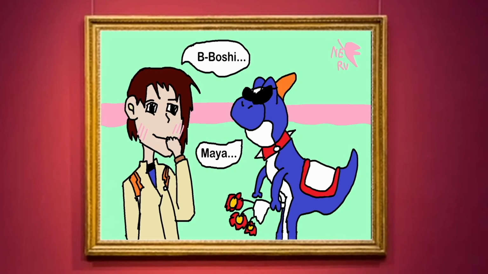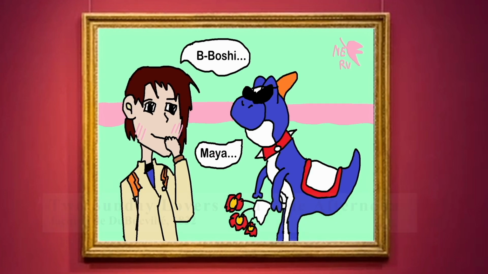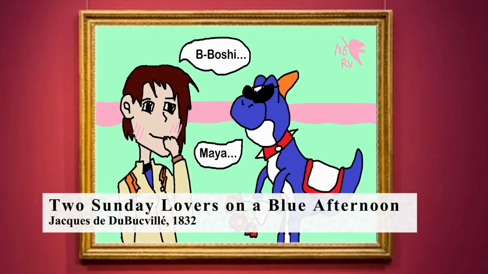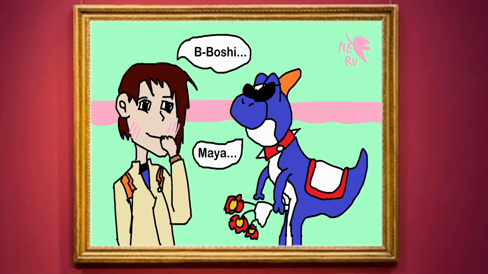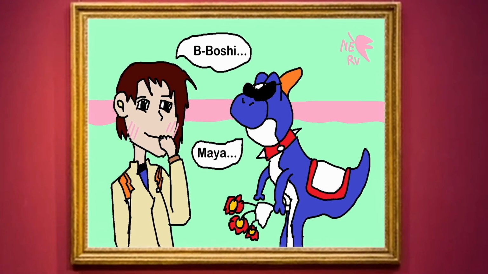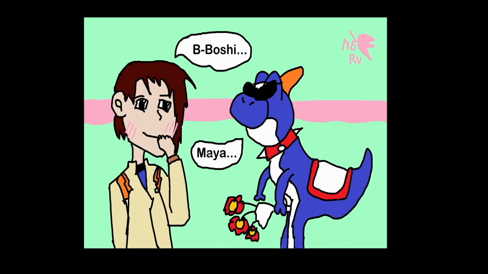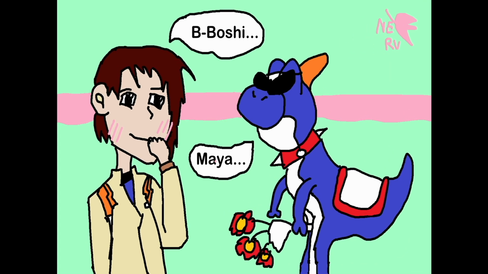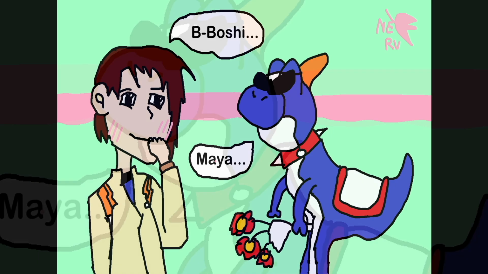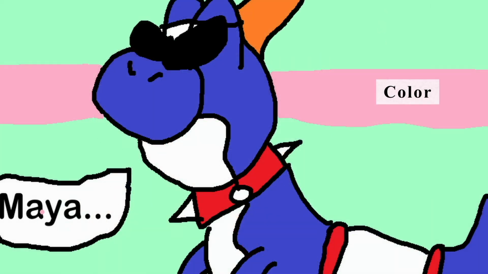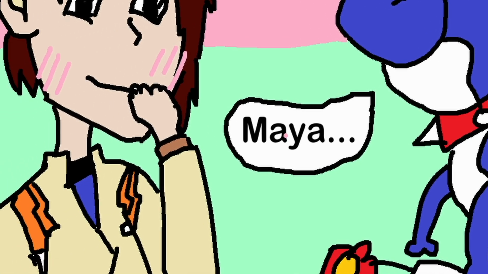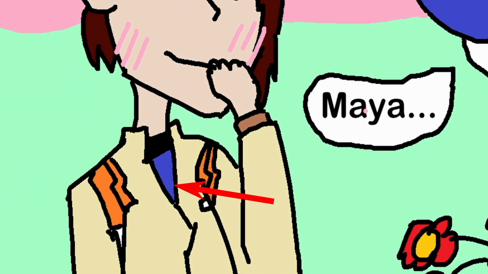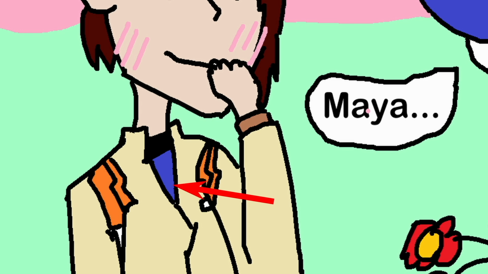craft. Alright, so first we will be looking at Two Sunday Lovers on a Blue Afternoon by Jacques de Bouqueville. A brilliant piece of art that really uses color and composition as well as perspective to emphasize the relationship between these two characters. Look at the different colors. The Yoshi, if you will, is blue. And then if you look at the human, the shirt is blue. This really shows that they care about each other.